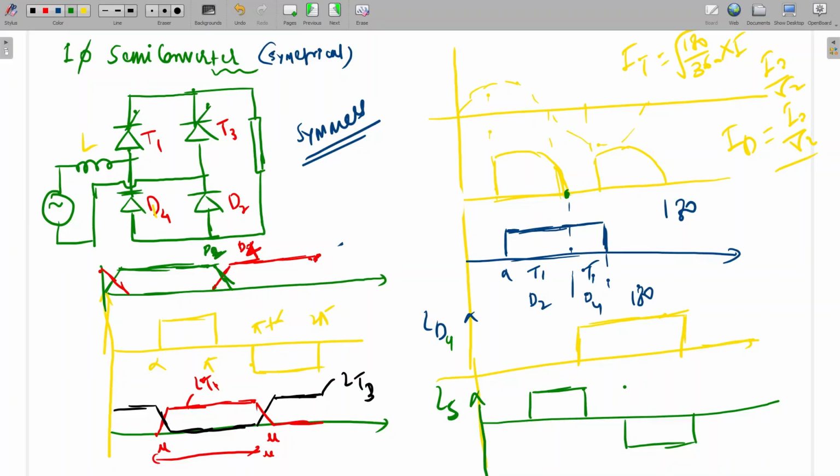Is it clear? We'll see this waveform here. If you'll see, till here D2 was conducting. After this pi, D4 was starting the freewheeling. So D2 will become 0 at the pi instant, and D4 will become I naught again up to here. What will happen after 2 pi? After 2 pi again, D2 will start conducting. So D2 will go from 0 to I naught, and D4 will become 0. Is it clear?